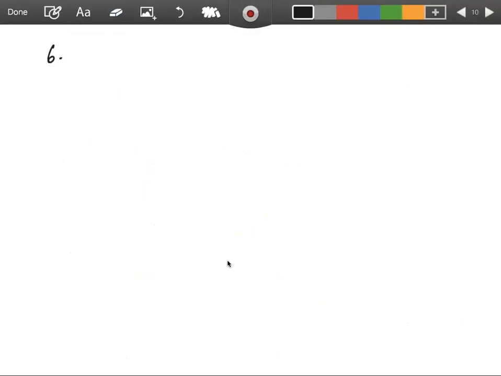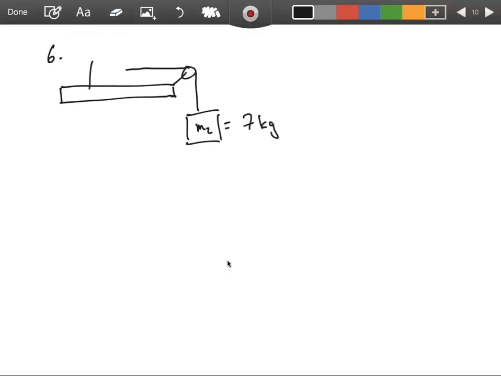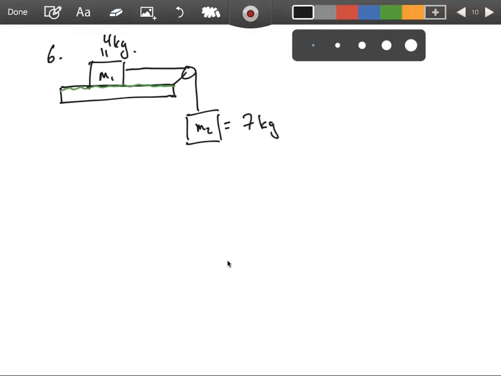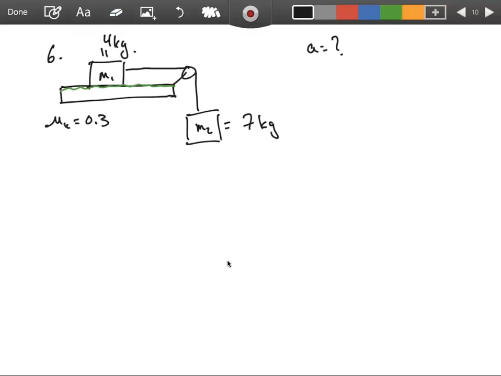So problem number 6. So this says I'm going to again have two connected objects. So here's my table. My table is going to have a pulley, which is attached to a hanging mass down here, which is going to be M2, which is 7 kilograms. And then on the table itself, I have this mass M1, where M1 is 4 kilograms. So let's say in this case, there is a coefficient of kinetic friction across the table, where that coefficient is 0.3. Good. So in this case, again, what I want to know is simply what's the acceleration of this.